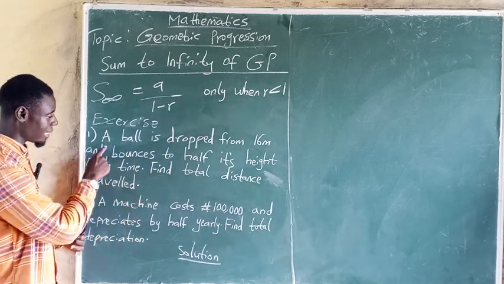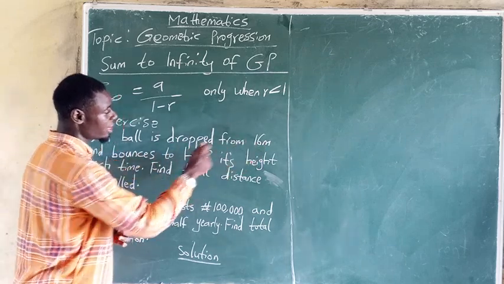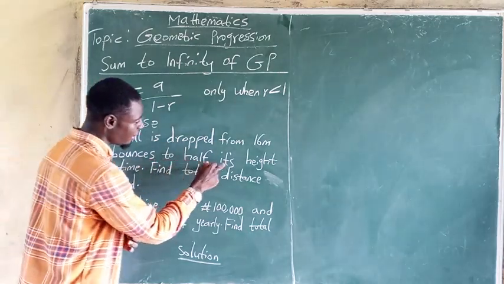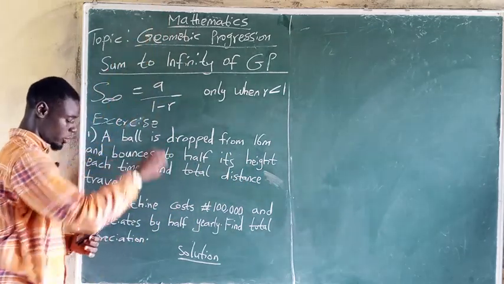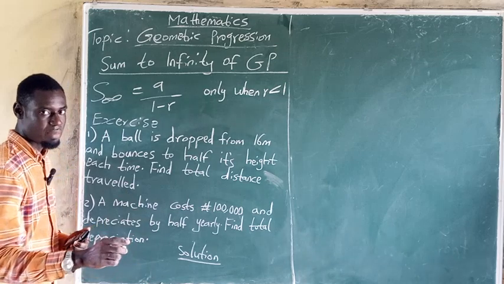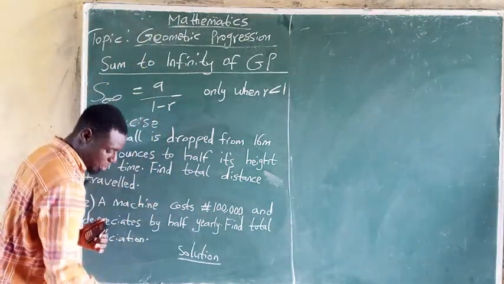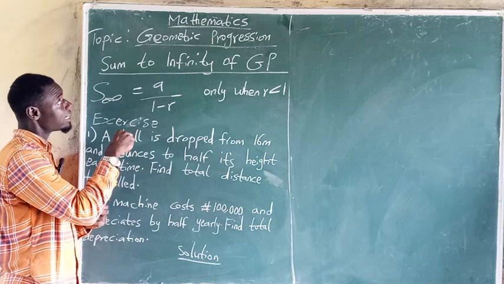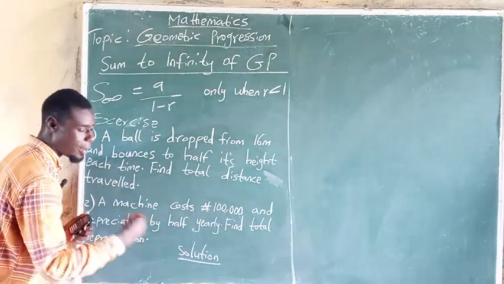Now let's go to the first one. They said a ball is dropped from 16 meter and bounces to half its height. Just imagine this ball there from this place to the down is 16 meter. And for the ball to fall down and bounce to its half, we need to count or calculate the number of bouncing.